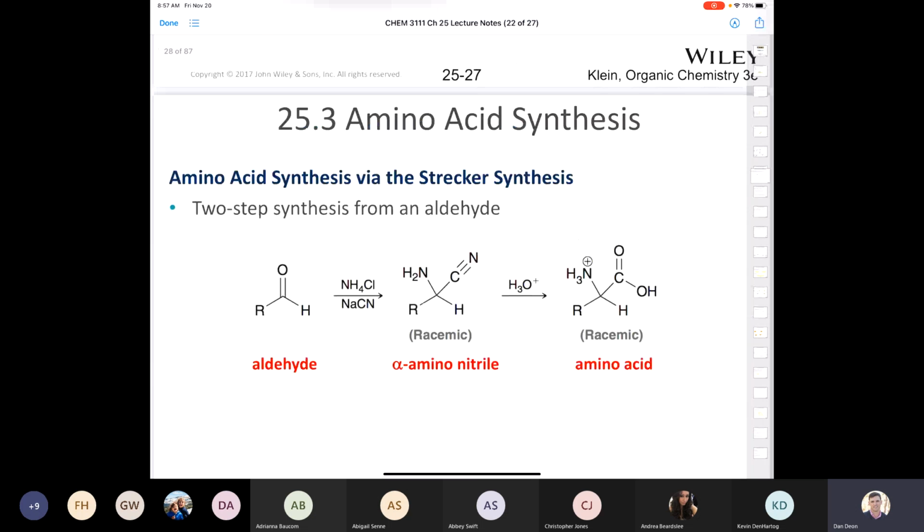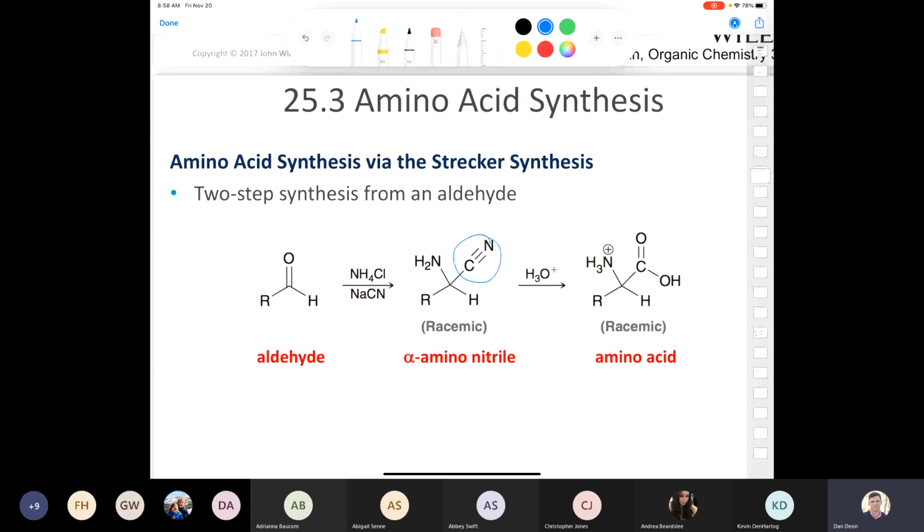Another way to synthesize a racemic amino acid, and this is an old reaction too, is to use the Strecker synthesis. It's a two-step synthesis from an aldehyde. Aldehydes are pretty abundant. If you can't find the aldehyde, get the alcohol and just oxidize it using manganese oxide, or PCC. So you oxidize that to an aldehyde. Then you can treat that with ammonium chloride and sodium cyanide and make what's called an alpha amino nitrile.